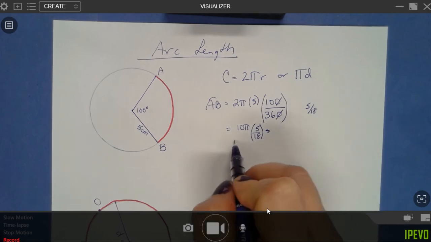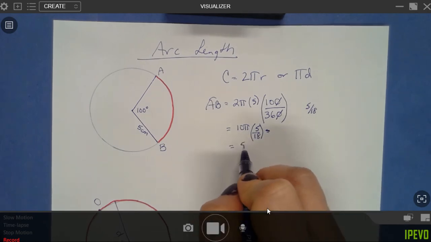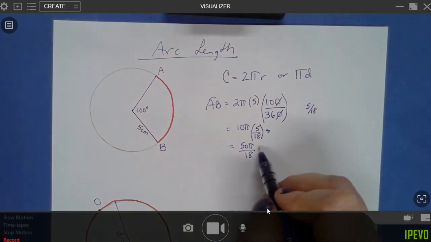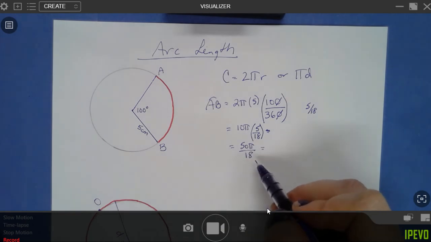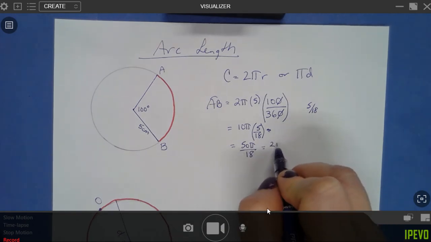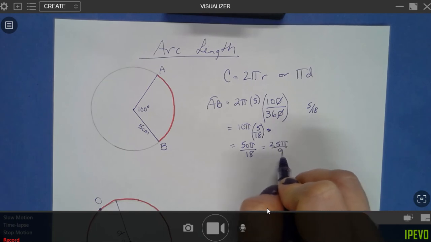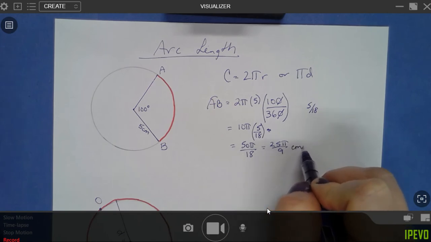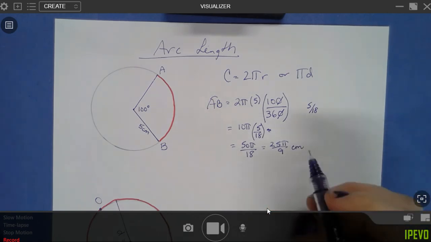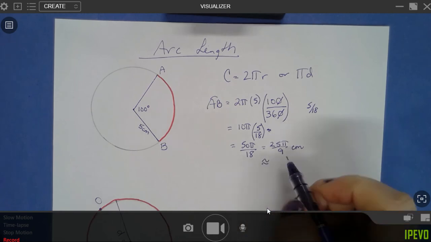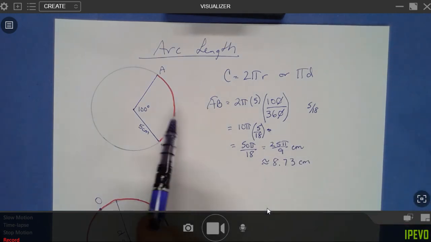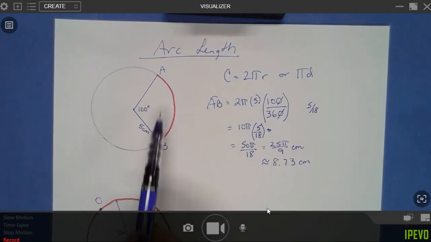And I'll just keep working down. So now I have 5 times 10, so it's 50 pi over 18. We can reduce that because 2 goes into both 50 and 18. So that becomes 25 pi over 9. And I have my units. Don't forget that at the end. It's in centimeters. And if we wanted to approximate, that's accurate. If we wanted an approximate answer, it would be 8.73 centimeters is the length between A and B. If you were to walk this length, it would be 8.73 centimeters.